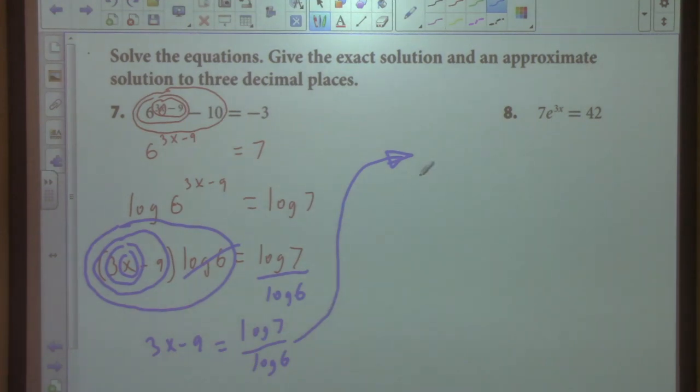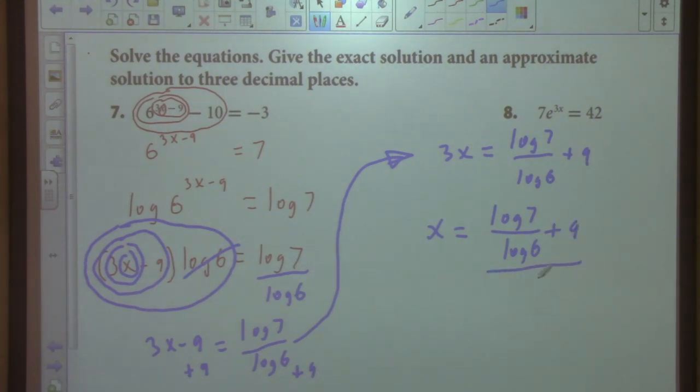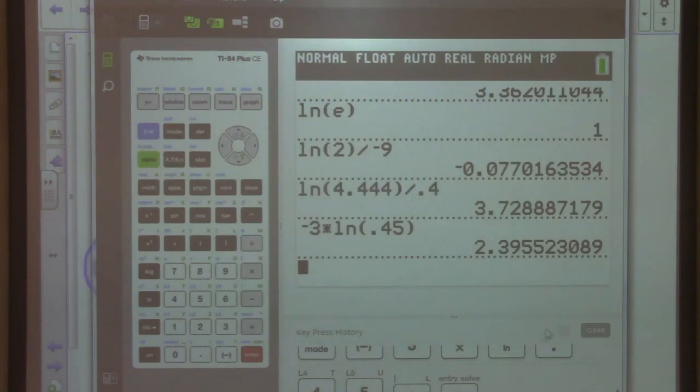And so if we add 9, we have 3x is equal to log 7 over log 6 plus 9. And then we have x is equal to log 7 over log 6 plus 9, divided by 3. And so we can go to the calculator.